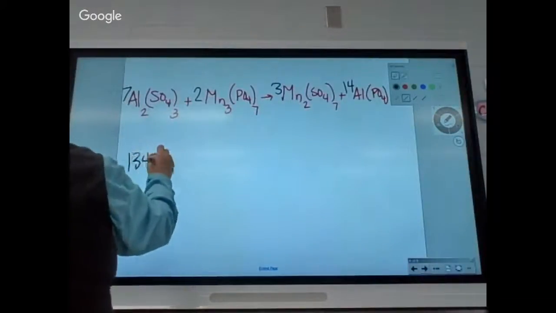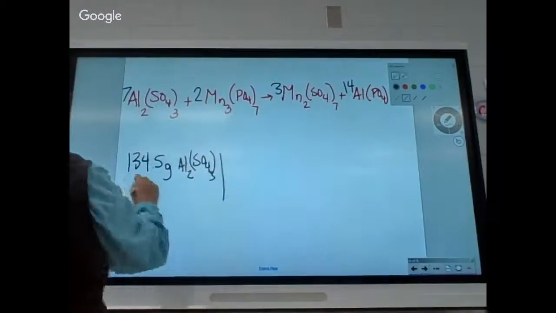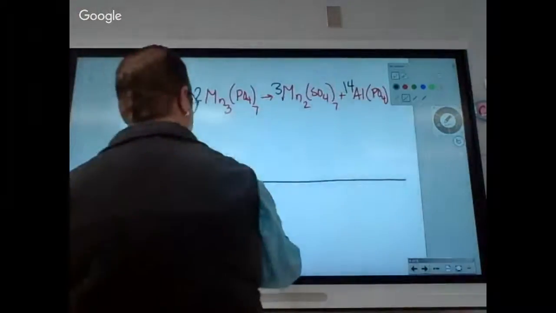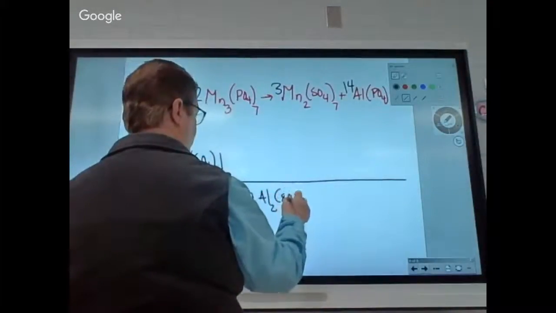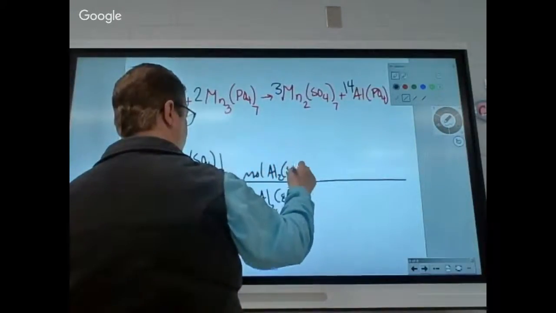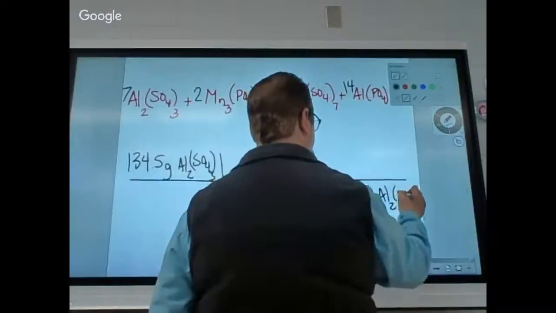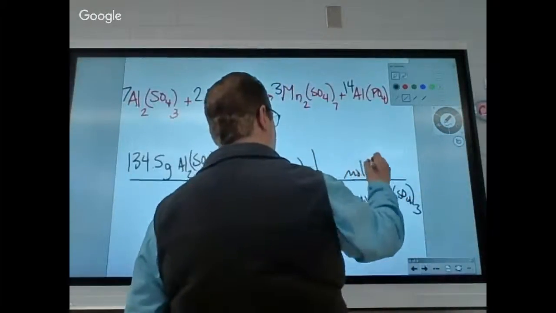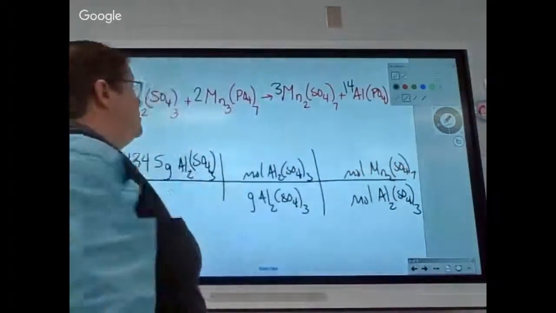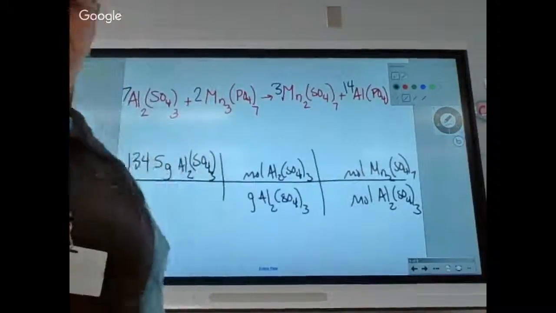All right, what do we have in the question? 134.5 grams of aluminum sulfate. So what goes on the bottom? Grams of aluminum sulfate. Yep. So what goes on top? What goes on the bottom? And what did they ask me to find? Moles of manganese 7 sulfate. How many moles of manganese 7 sulfate? Find the question word. It said sulfate.